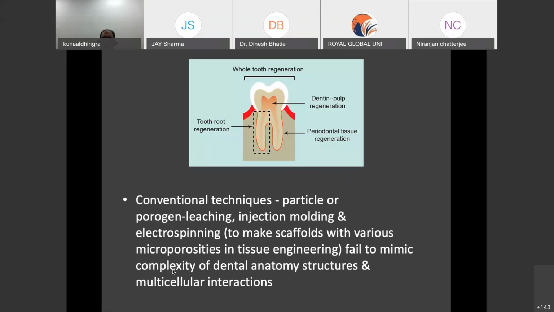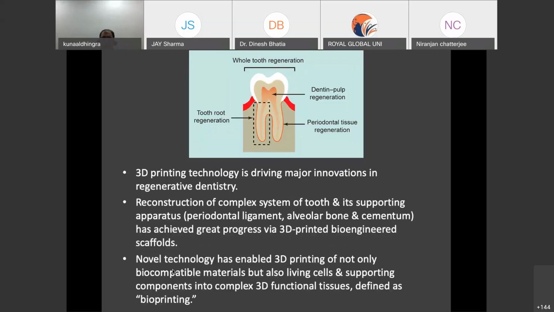So conventional techniques like particle or porogen leaching, injection molding, and electrospinning, which are used to make scaffolds with various microporosities in tissue engineering, fail to mimic the complexity of the dental anatomy structure and multicellular interactions. Therefore, the field of 3D printing has shown great promise and is driving major innovations in regenerative dentistry.